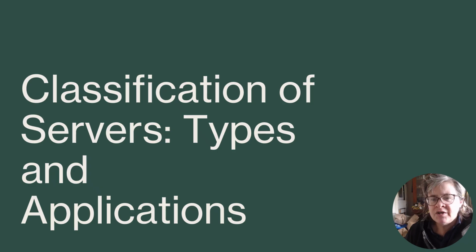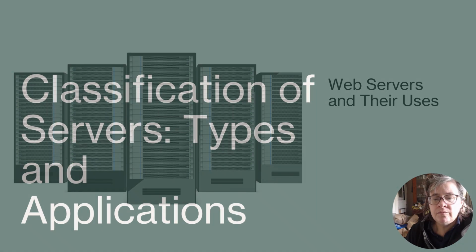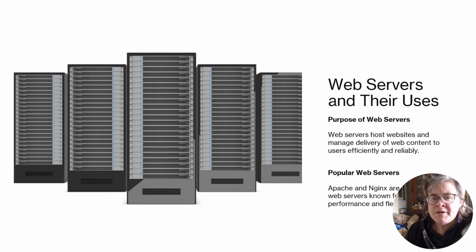Servers come in various types tailored to specific functions, including web, database, file, mail, application, proxy, game, print, virtual, and media servers. Web servers host websites and deliver web content to users. Popular examples include Apache and Nginx. They are things I know about and have used and set up in the past as well.